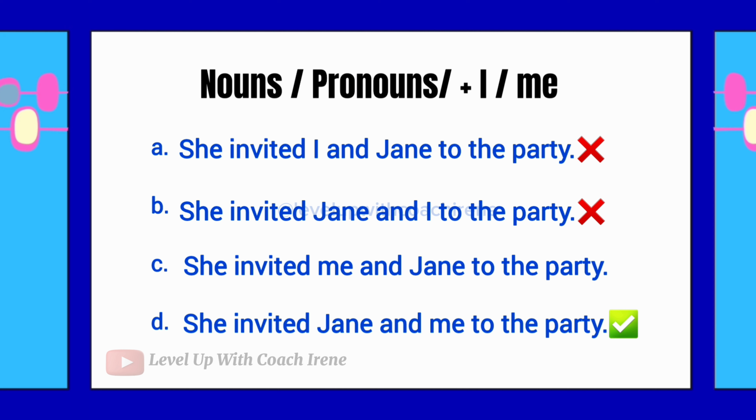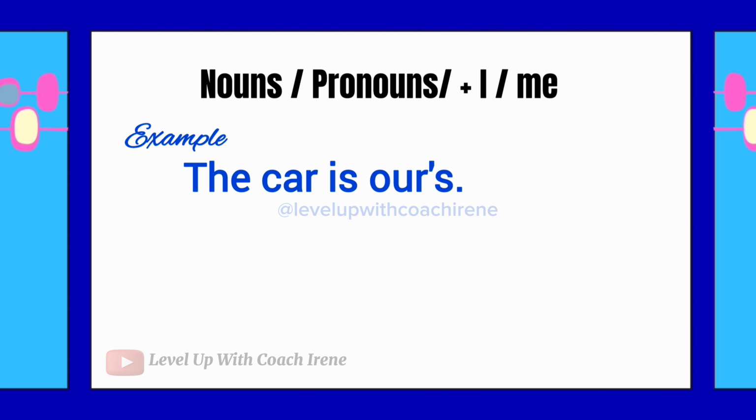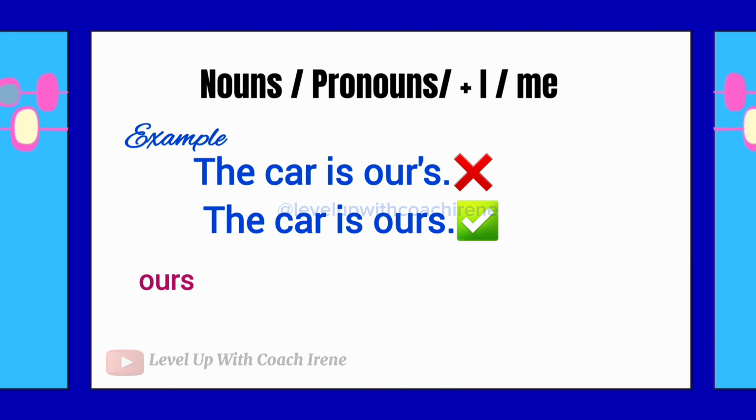It is very common for students to make this error when it comes to me and I. I hope with this explanation, you've gained clear understanding about these pronouns. Another mistake that students make when it comes to pronouns is adding apostrophe when using ours. For example, the car is ours'. This sentence is wrong. You do not have to add apostrophe when using ours, yours, hers, its, and theirs.